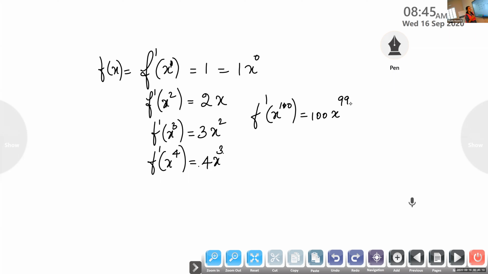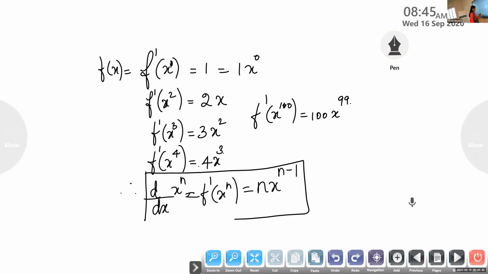Okay, now we are going to generalize it. I'm going to give one formula here. The derivative of x raised to n, or f dash of x raised to n, what will be the formula? If it is x cube, it is 3x square. X raised to 4 means we write 4x cube. So what is the derivative of x raised to n? It is nx raised to n minus 1. So this is the formula, one important formula we are learning.